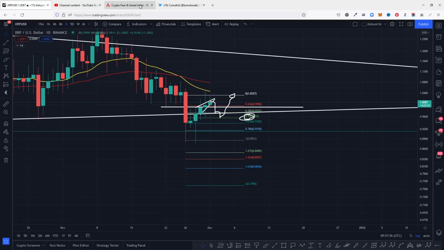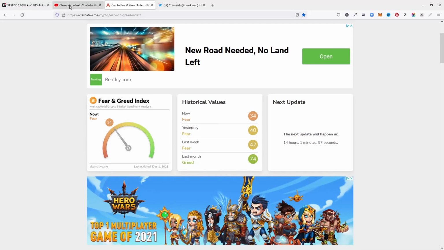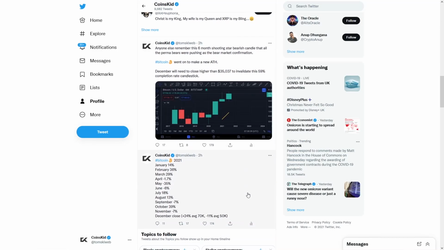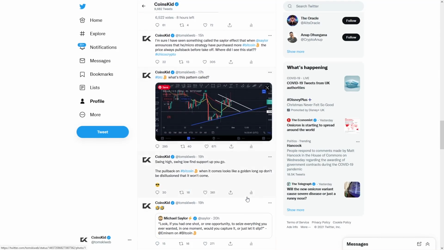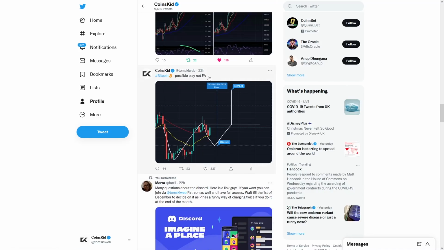There is a bit of fear that's creeping back into the market just here. You can see yesterday it was at 40 and now we're at 34. So this is contributing to a little bit of a rollover. I did post this today on Twitter. What we're looking for is the beautiful double bottom patterns here for crypto. Yesterday I posted this Bitcoin possible play, not financial advice. Now I've gone through this in today's Bitcoin video.